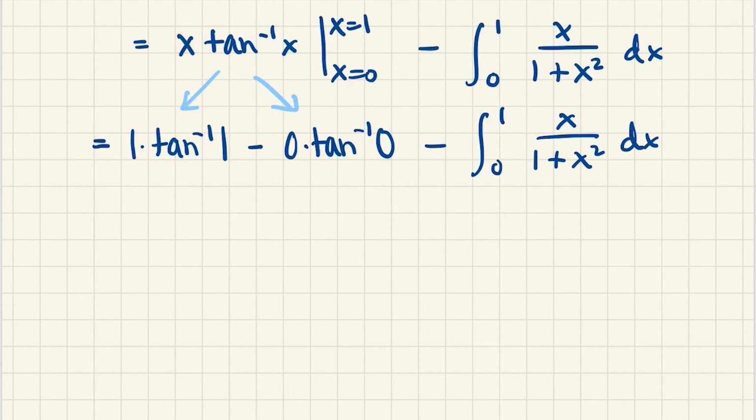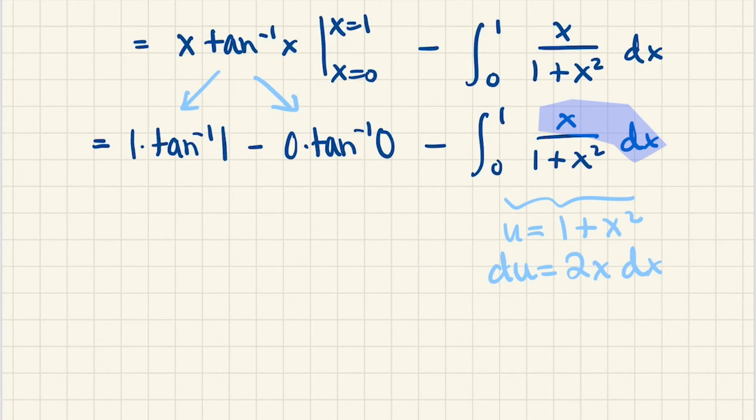Well, it doesn't matter that we're in the middle of an integration by parts problem. You should look at that integral as a fresh, brand new integral. And that's definitely a u substitution problem right there. So let's let u be 1 plus x squared. So du is 2x dx, and we have an x dx. So our x dx will be du over 2.